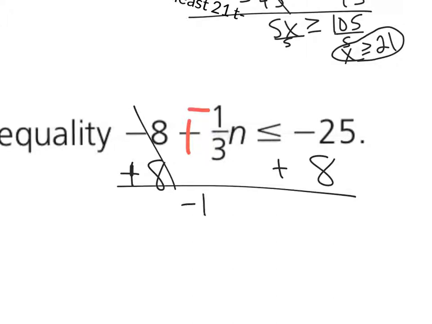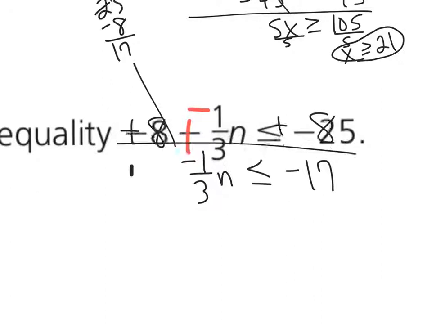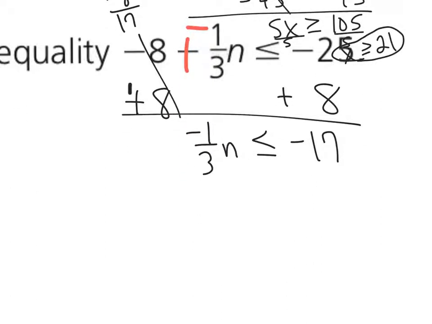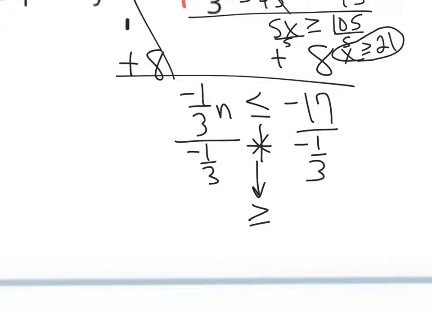-8 plus 8 cancels out. And then -25 plus 8. They're different signs, so we're subtracting them. And when you subtract, it'd be 17. Which one do you have more of? You have more negatives. So that would be -17. And then you can say they're multiplying, so we need to divide by -1/3. And right away, when we divide by -1/3, dividing by negative means we're going to switch our inequality sign around.